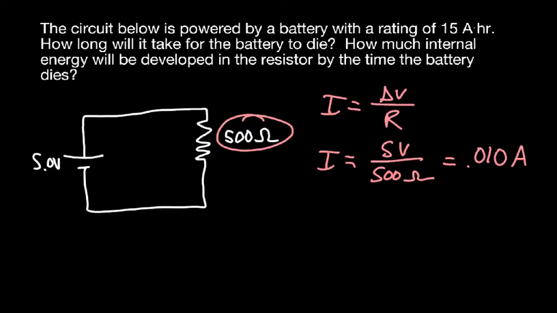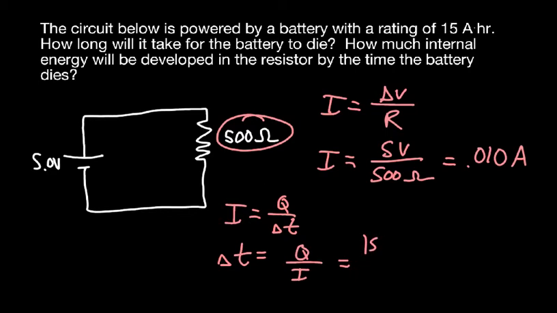Or you could think of this in terms of charge. So current is equal to charge divided by time. And we want to figure out what the charge is, so we'll use Q. And we want to know how long this thing is going to last, so we need to know about the time. So I'll rearrange this. Time will be equal to Q divided by I.